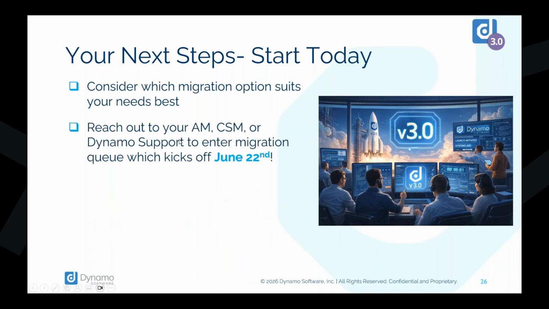Thinking about next steps, it's important to reach out to your account manager, your client success manager, or the support team to enter the migration queue. Migrations start June 22nd. They're running every 2 weeks in the sprint process through the end of the year, and I'm sure we'll have to do some into Q1 of 2027 as well. So think about the 2-week period if you're doing a sprint that would make the most sense for your organization.